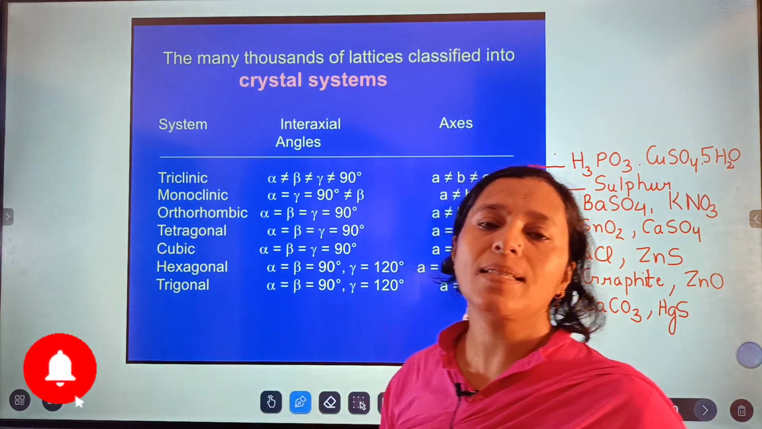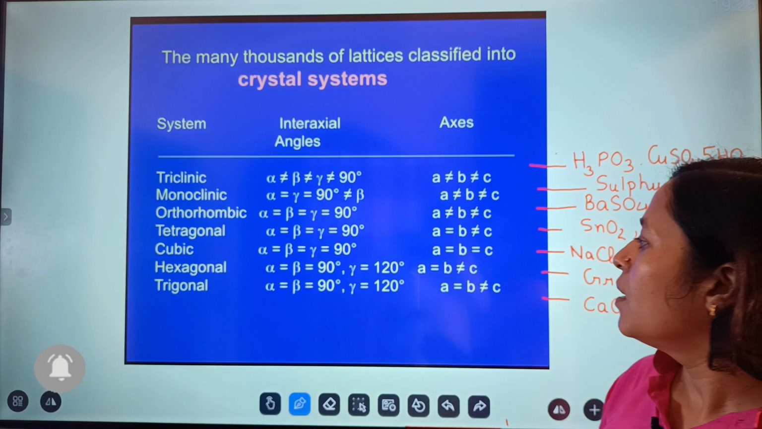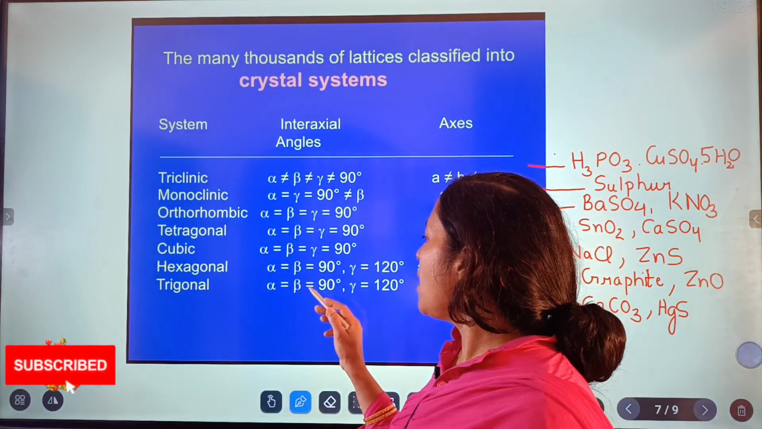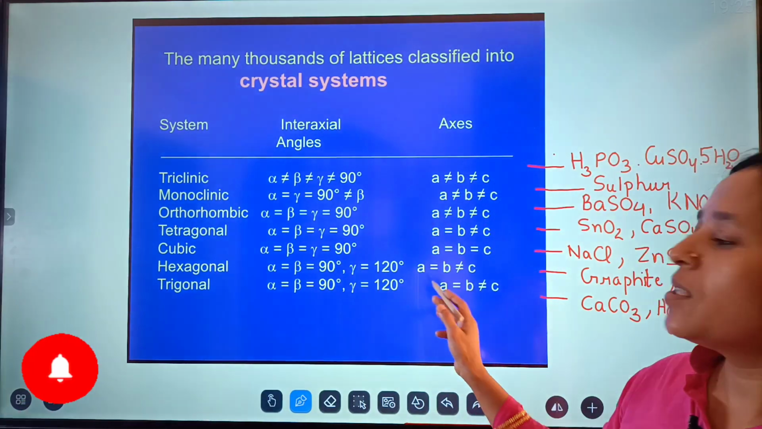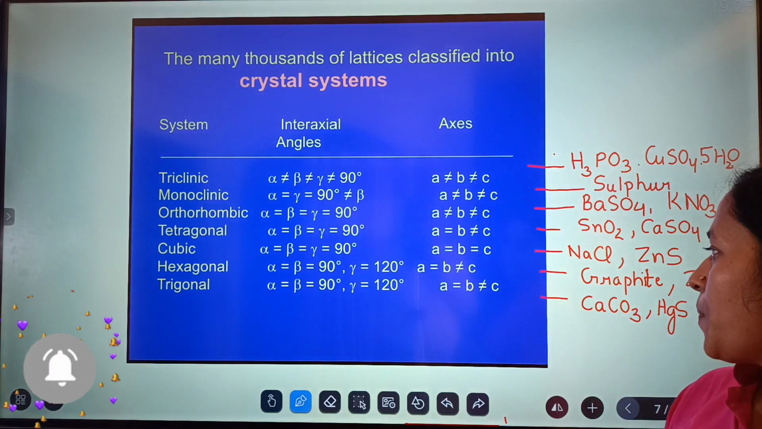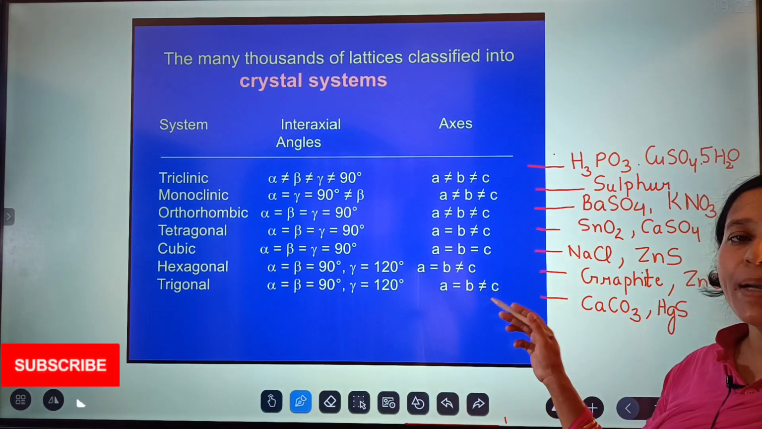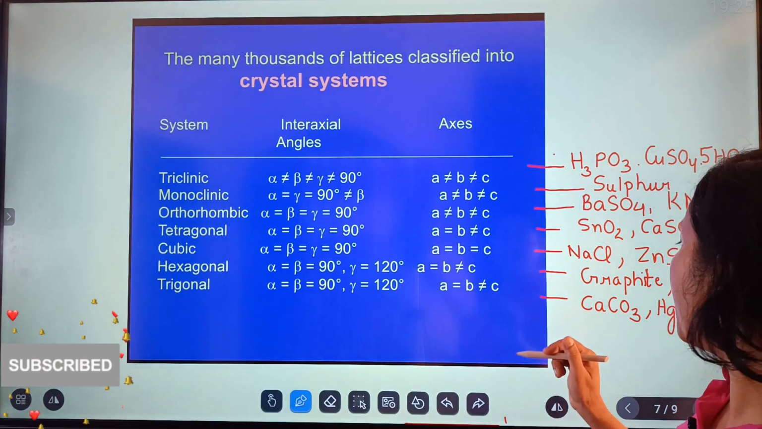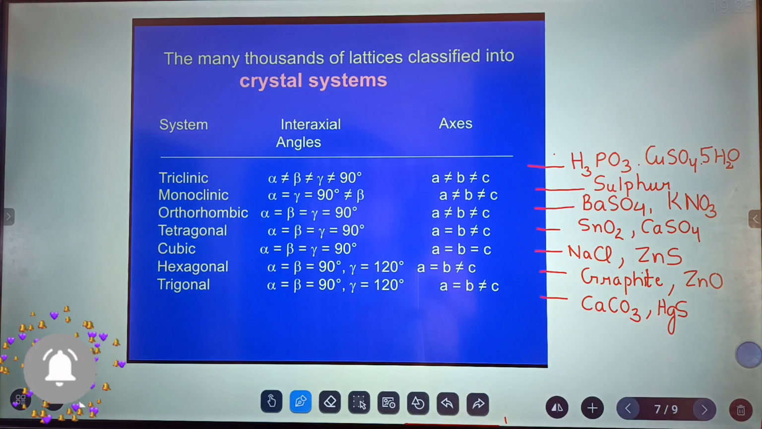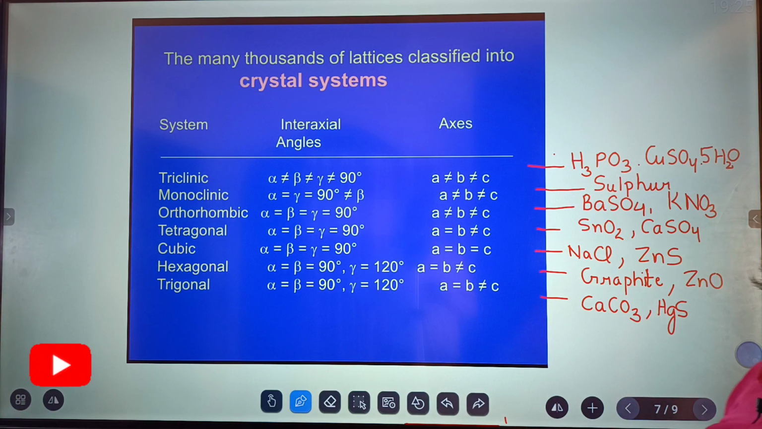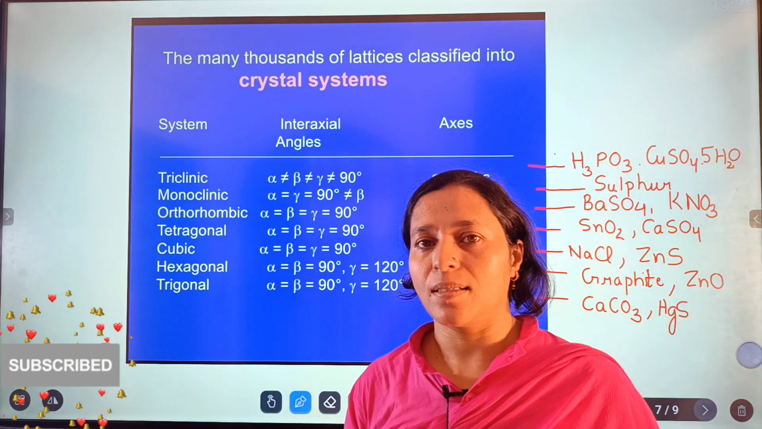The last one is the trigonal. Trigonal is also known as orthorhombic. Alpha is equal to beta is equal to 90 degree and gamma is equal to 120 degree. Both the sides are equal, but it is not equal to the third side. The example of it is calcium carbonate and mercuric sulfide.